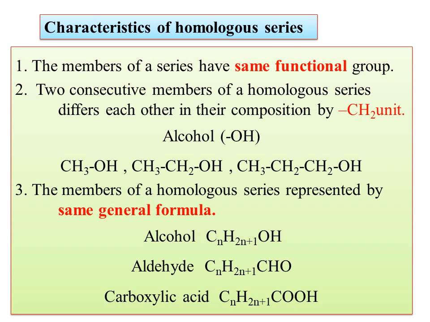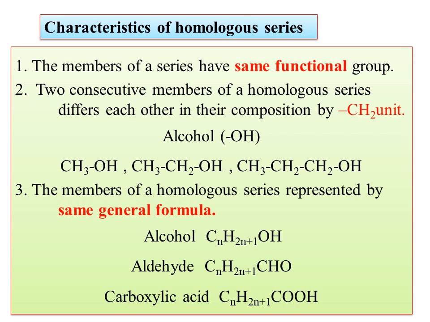These homologous series have certain characteristics. The members of the series have the same functional group, and two consecutive members, in increasing or decreasing order, differ in their composition by a CH2 unit. For example, alcohols: the first member is CH3OH, the second member is CH3CH2OH, and the third member is CH3CH2CH2OH. Between CH3OH and CH3CH2OH the difference is a CH2 group. Similarly, between CH3CH2OH and CH3CH2CH2OH, again the difference is CH2. So such compounds belong to a homologous series.